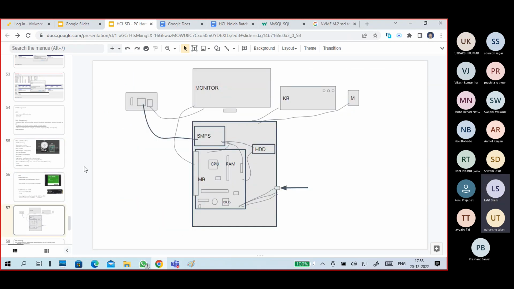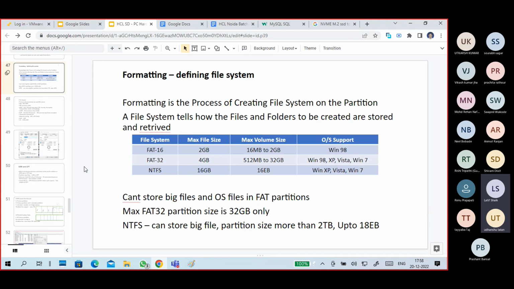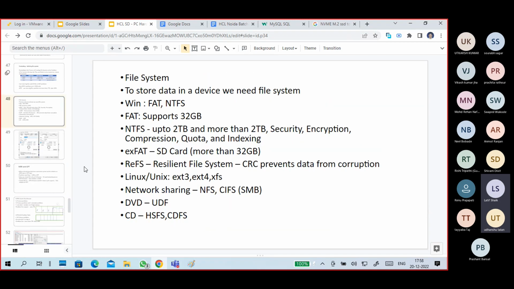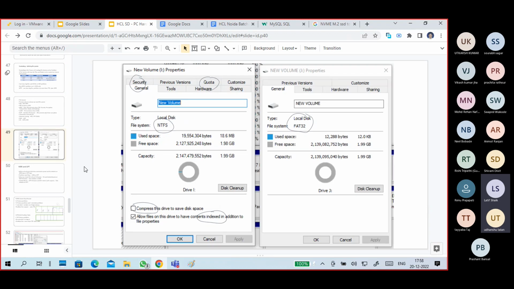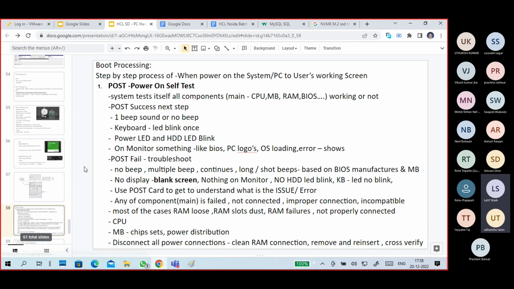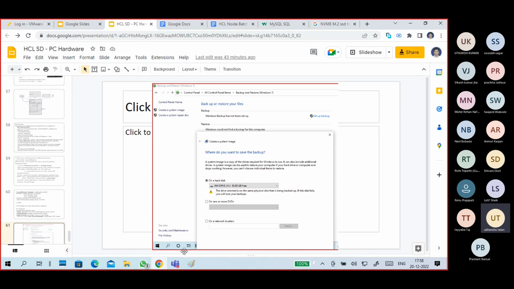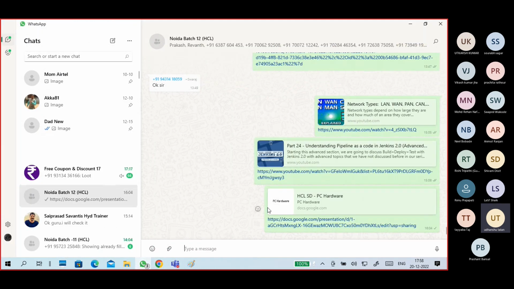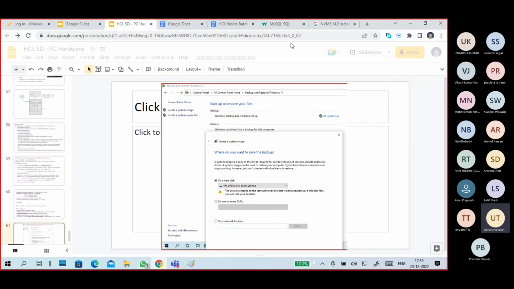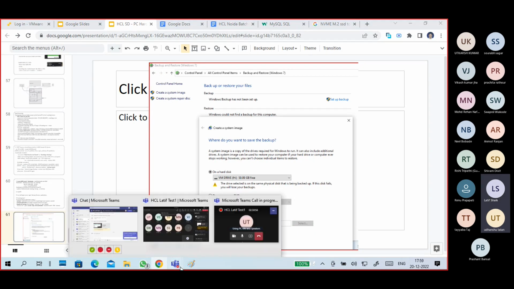The leftover part is boot processing and hard disk partition. First of all, I will tell about hard disk partition because you should understand what MBR and GPT are, and another one is your boot processing plus operating system basics. Guys, did I share this PPT with you? Yeah, I shared the PPT. So that's it for today. If you want more, then also no problem.